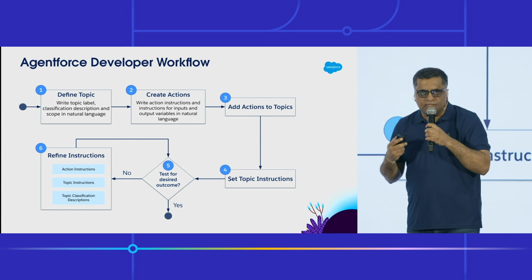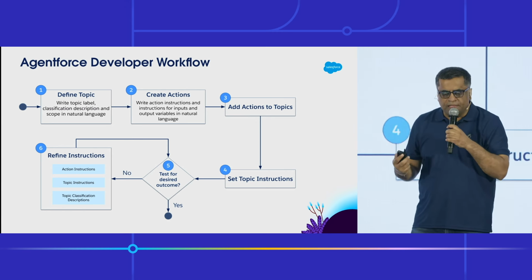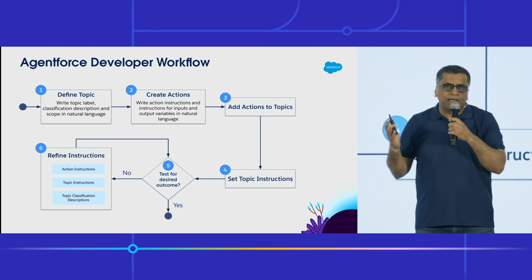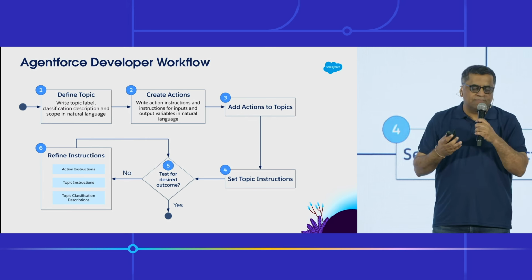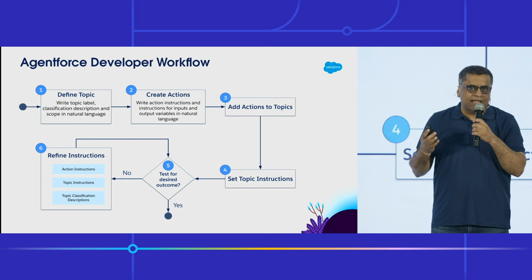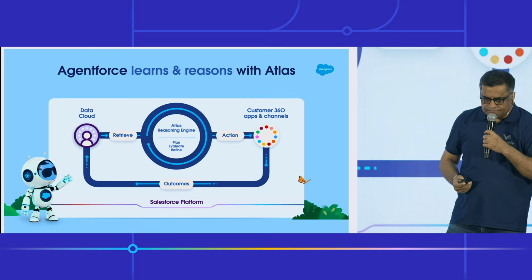Otherwise, you refine your instructions. You refine your action instructions, topic instructions. You also refine your topic classification descriptions. Maybe I created the topic ambiguously, like maybe I created two topics around case management. One is case management, the other is case handling. Both are supposed to do the same thing, but the agent is actually getting confused.